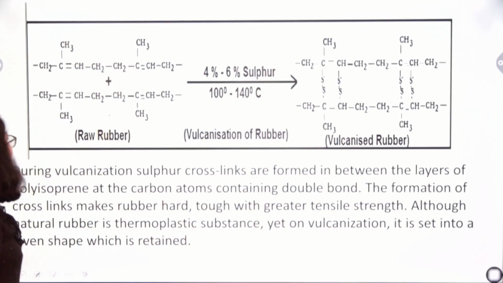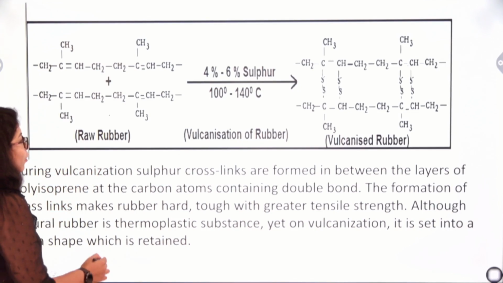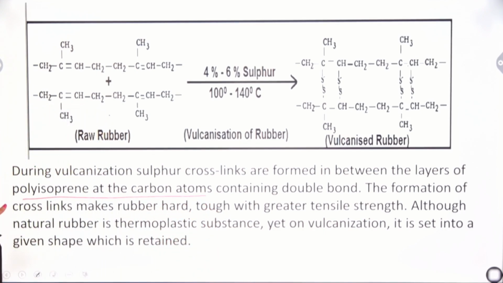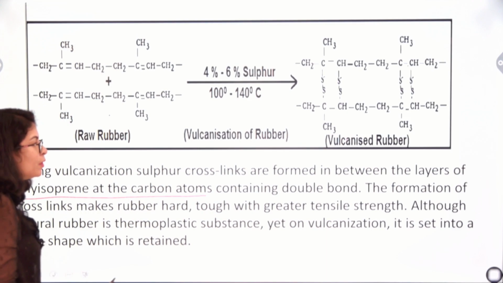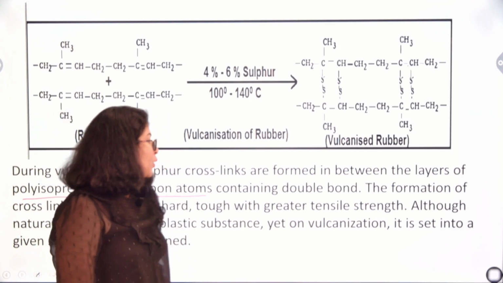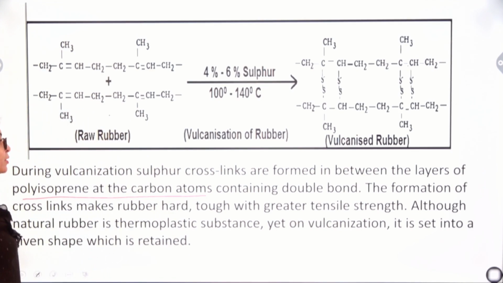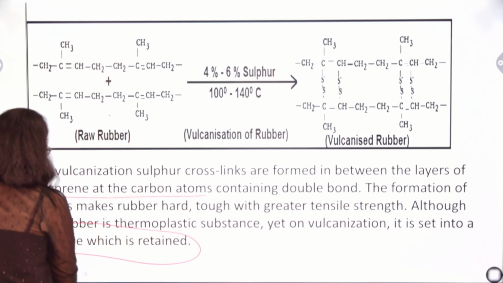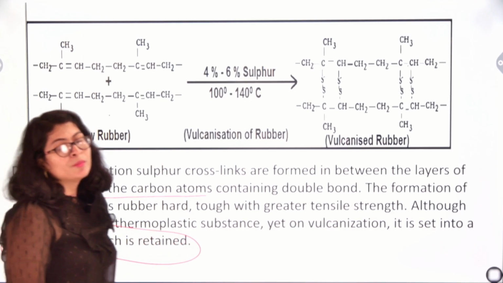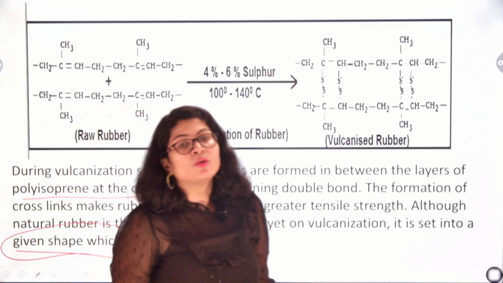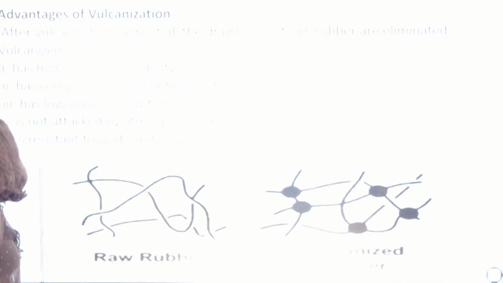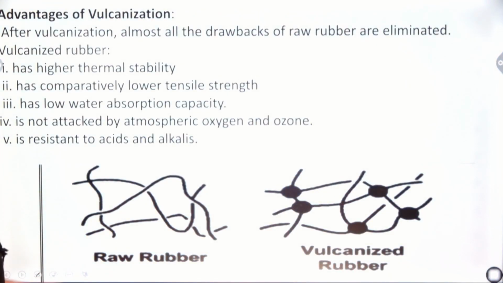Now see, this is the reaction of vulcanization. During vulcanization, sulfur crosslinks are formed between the layers of polyisoprene at the carbon atoms containing the double bond. The formation of crosslinks makes rubber hard and tough with greater tensile strength. Although natural rubber is a thermoplastic substance, on vulcanization it is set into a given shape which is retained. It becomes hardened, and the drawbacks of natural rubber are overcome.